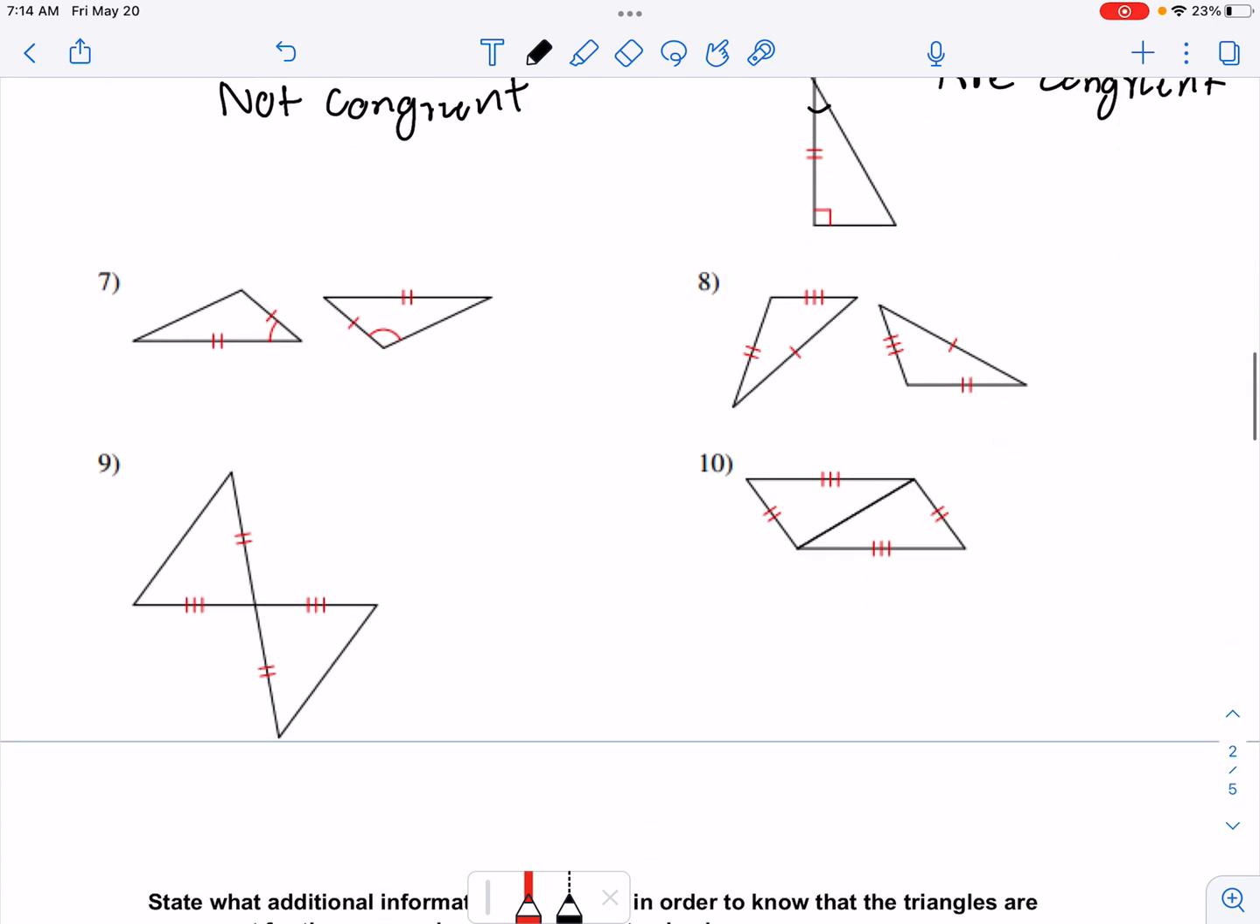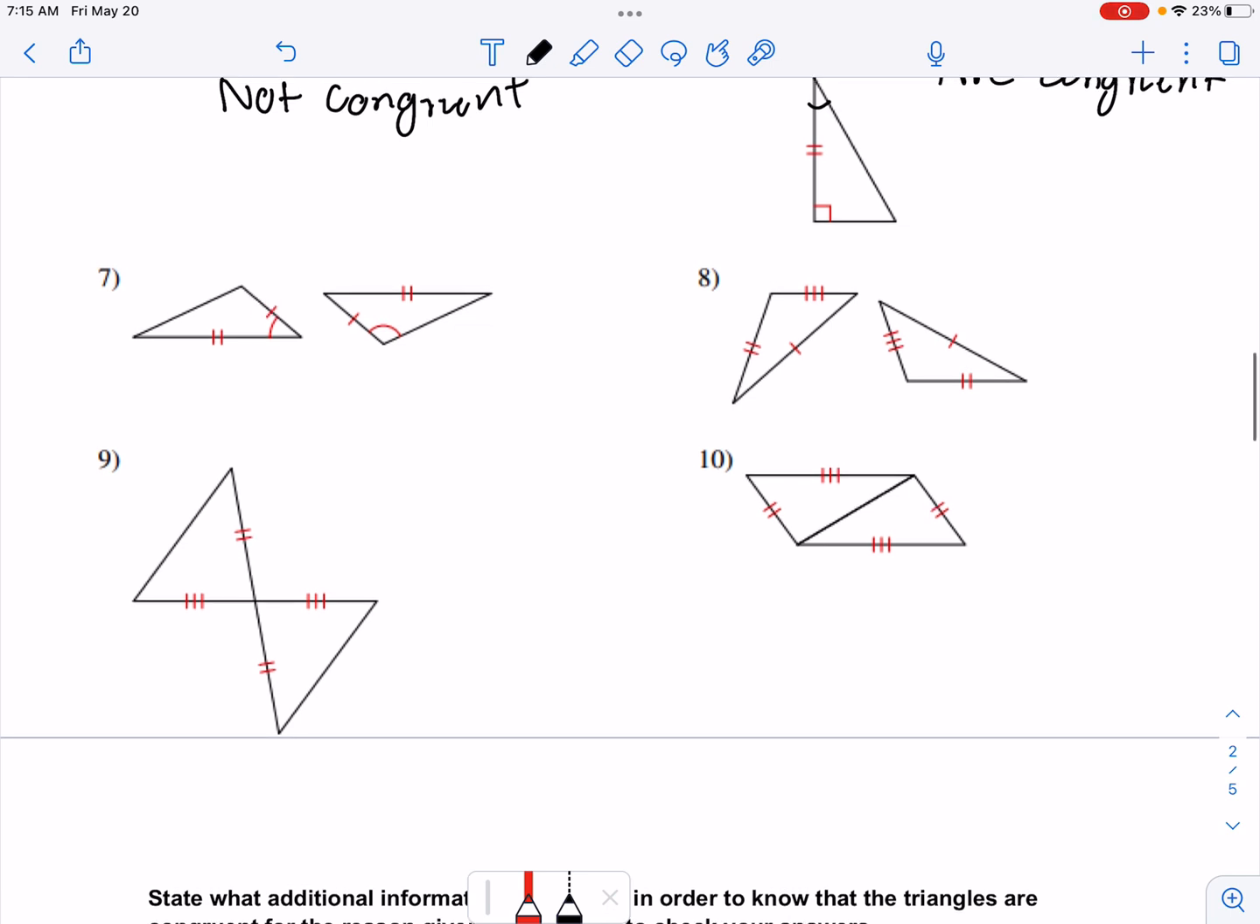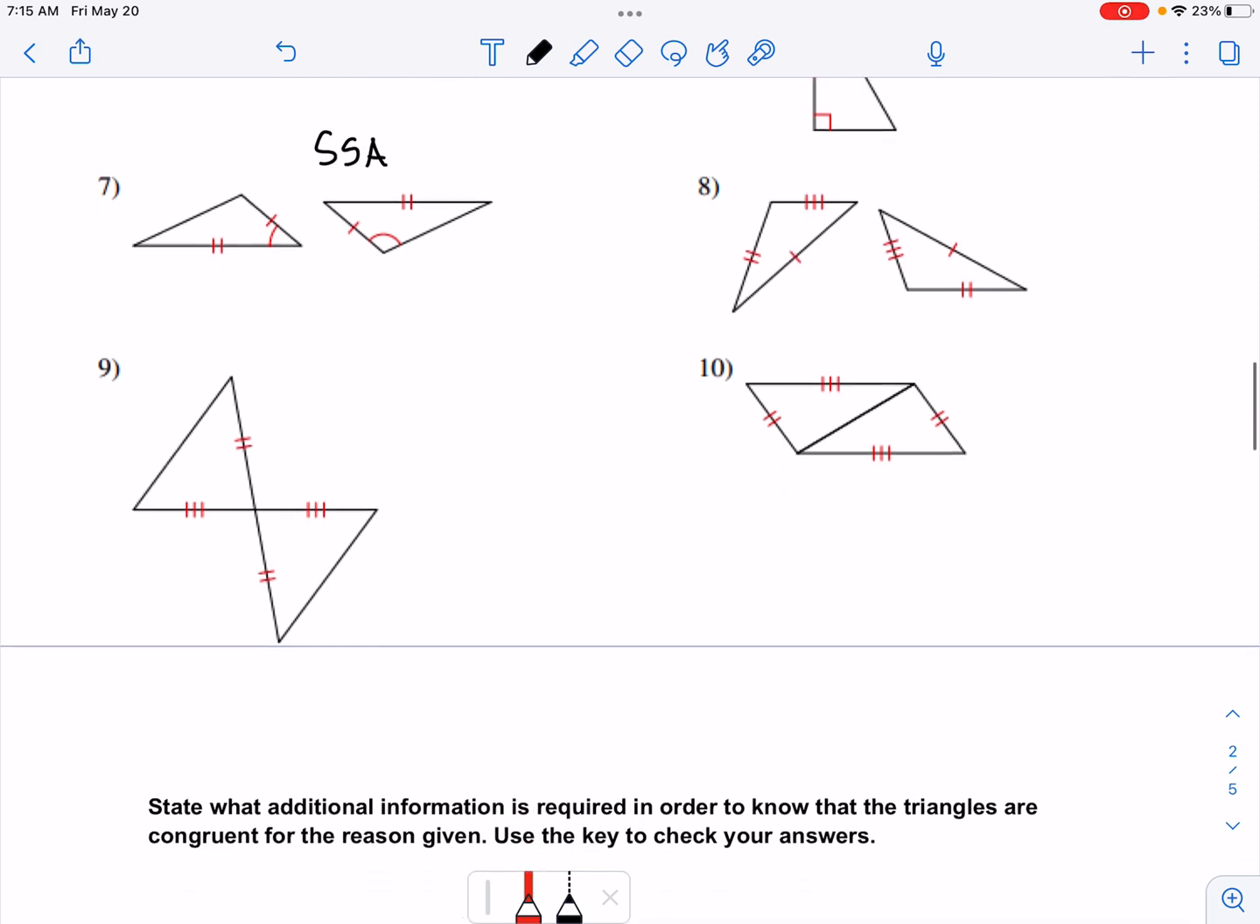Okay, number 7, we have a side, side. Right? So it looks like this one, if we look at this one, it's angle, side, side again. Or you could say side, side, angle. Either way, right? Those are not congruent because we do not have enough information. Side angle, right? This is side angle. That is not enough to say that the triangles are congruent. So this is not congruent.